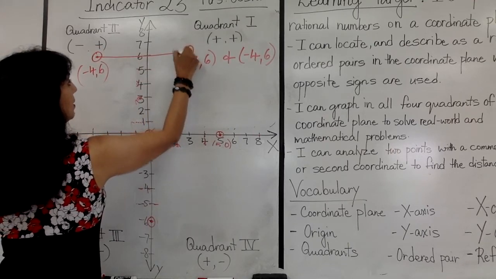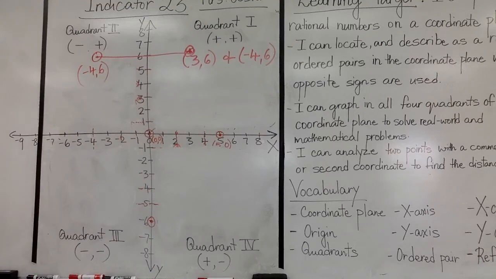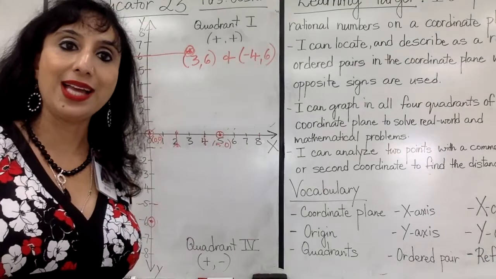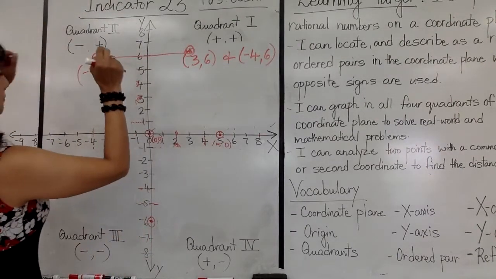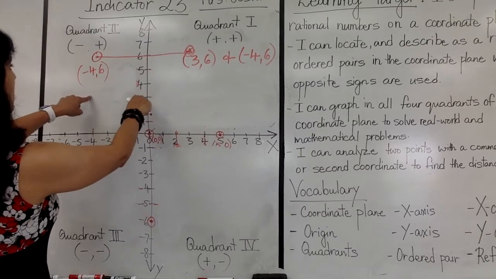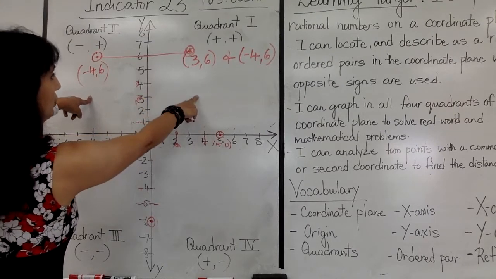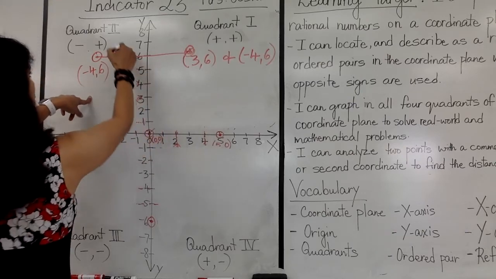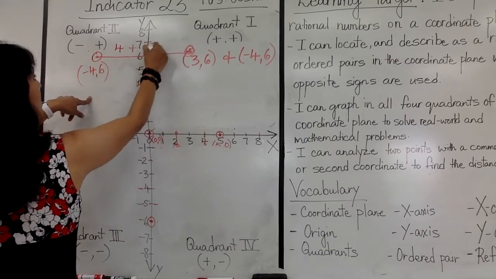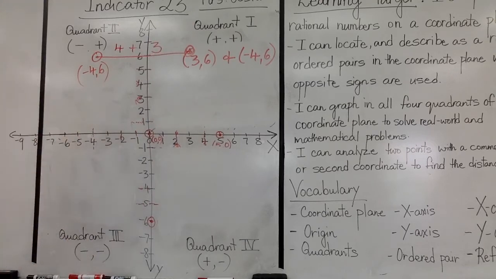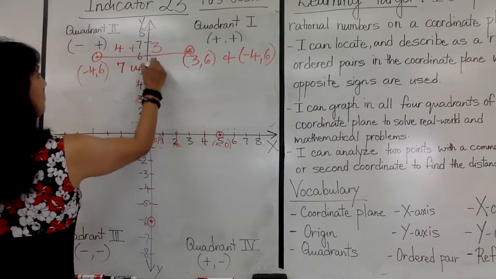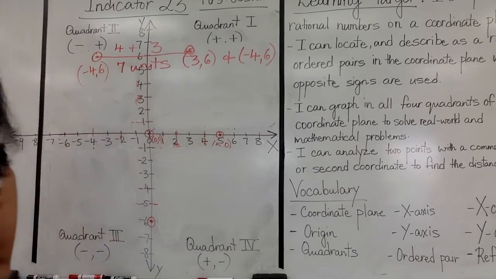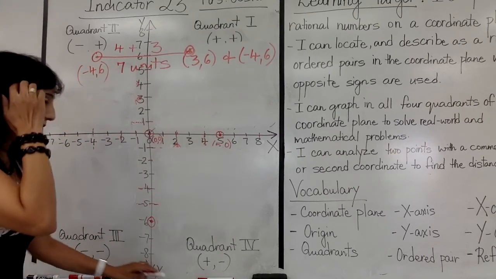What is this distance? Okay, so in order to find this distance, guys, because they are on opposite sides of the y-axis, we're going to take the absolute values and add them. So the absolute value of negative 4 is 4. The absolute value of 3 is 3. So this is going to be 4 plus 3, which gives us 7. So this is going to be 7 units. Okay, so this is how you calculate the distance.